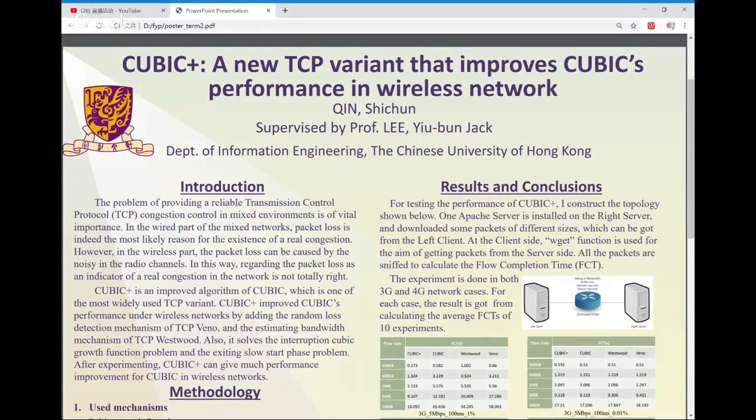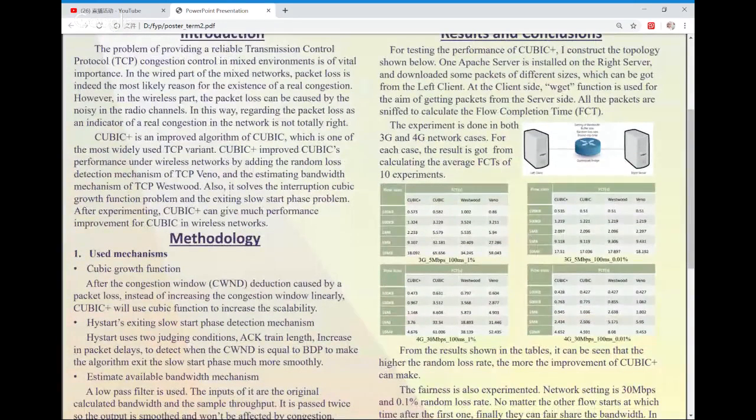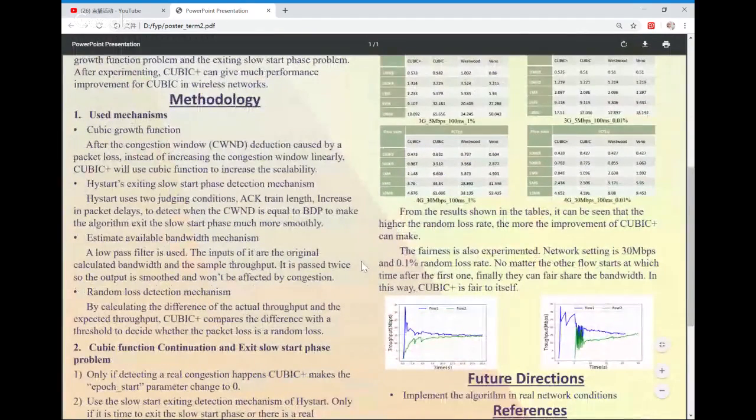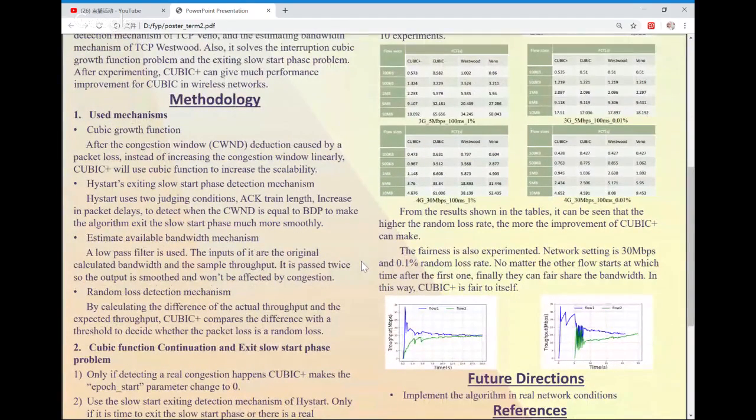In this way, my final year project is to implement a new TCP variant, which is called Cubic Plus, to improve the performance of it in wireless networks. It is implemented based on Cubic, but also added some other features that I get from other sources. Now here comes the methodology. I mainly use four kinds of mechanisms in my algorithm.